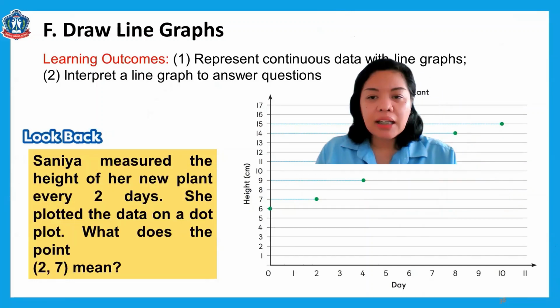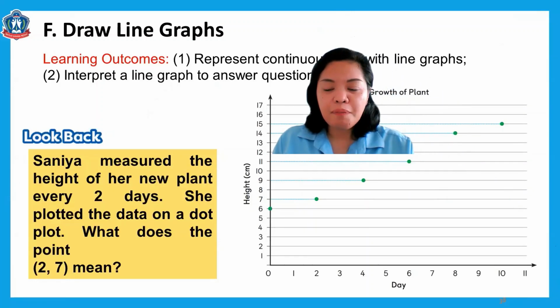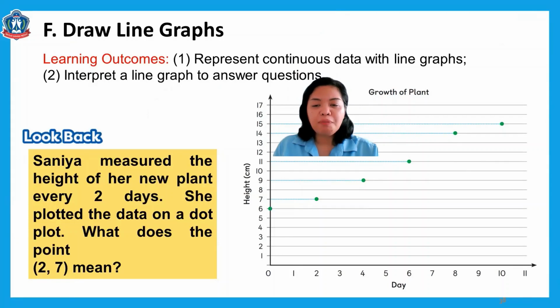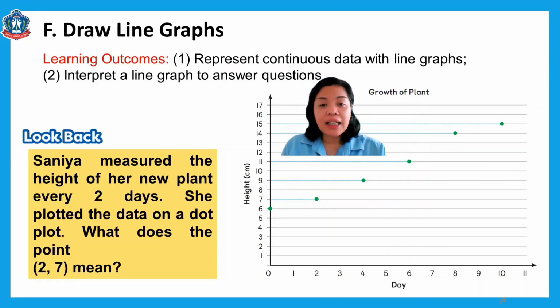I have here a line graph example. This is actually a dot plot. And let's make this as a line graph. Okay. Sania measured the height of her new plant every 2 days. She plotted the data on a dot plot. What does the point 27 mean? So, do you know where is 27?